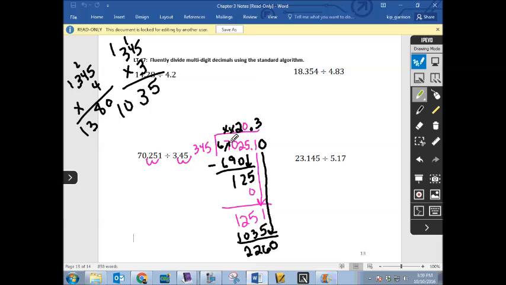But as long as you got the process and you got the idea of making the divisor into a whole number and then moving the decimal that same amount of spots in your dividend, you'll be fine. Like this one would be, move it 2 places there, so we've got to move it 2 places there.